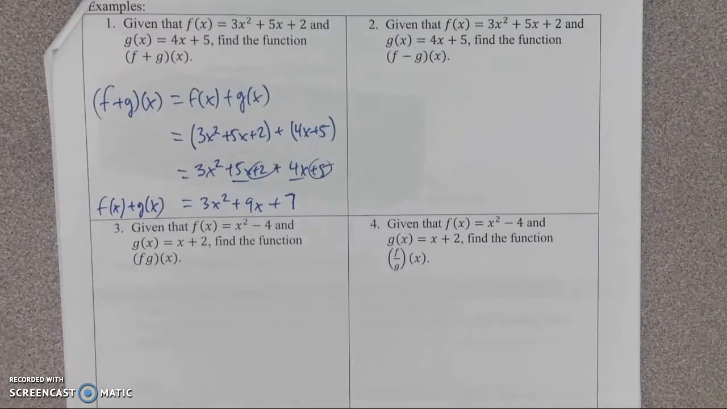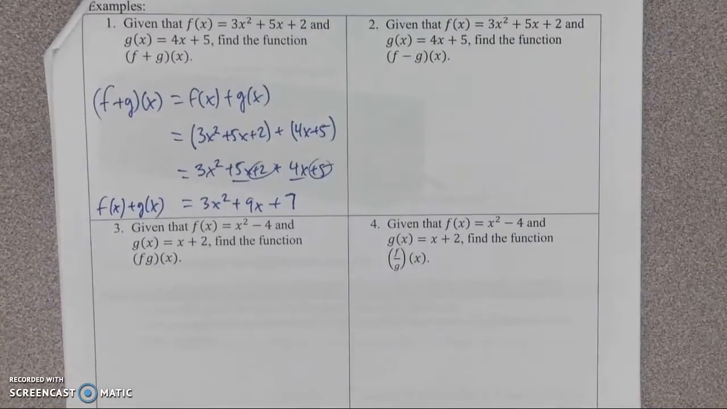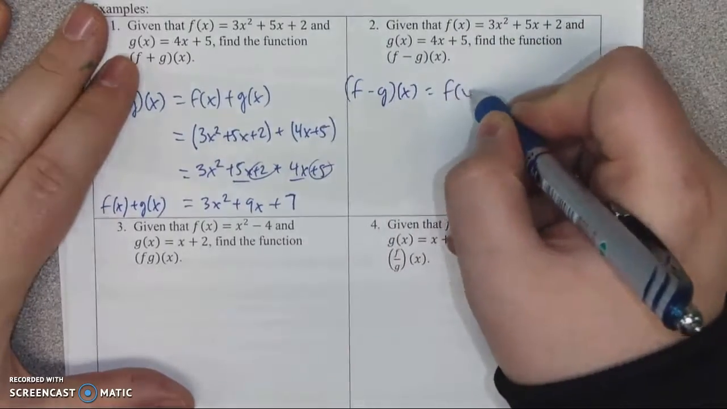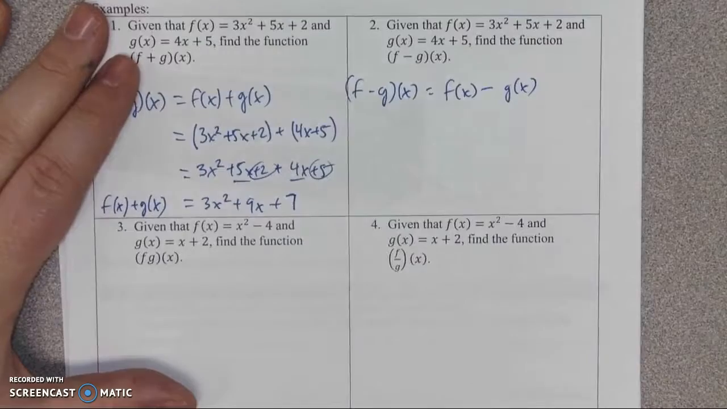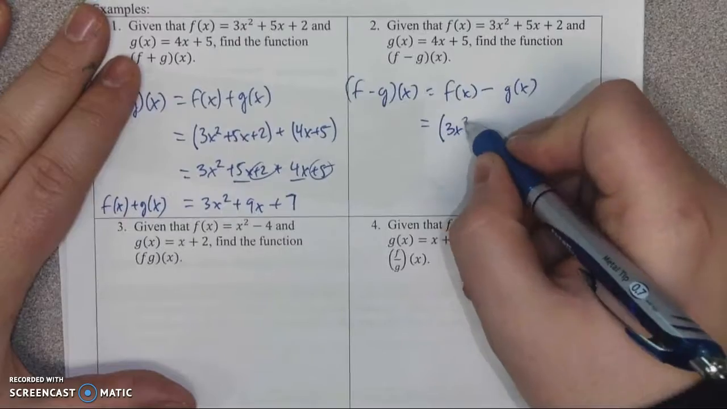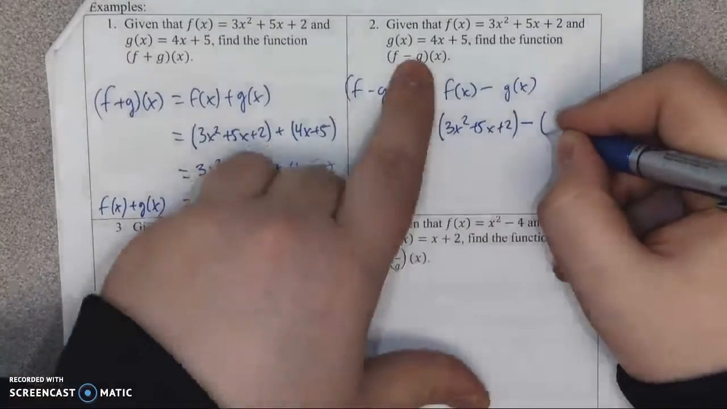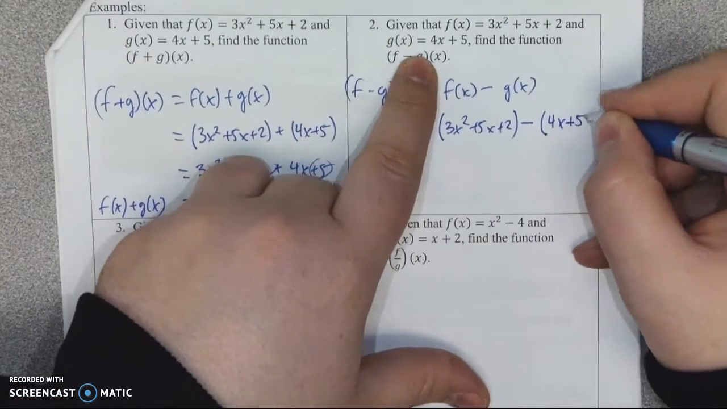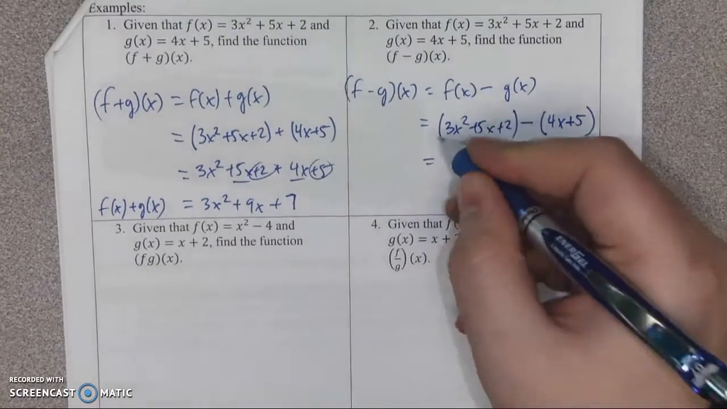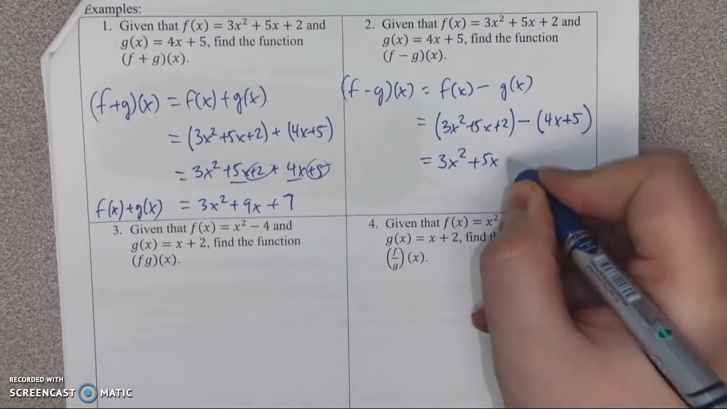Number 2, given that f of x is 3x squared plus 5x plus 2 and g of x is 4x plus 5, find the function f minus g of x. So f minus g of x is f of x minus g of x. Again, use parentheses where you're substituting your f of x. So this would be parentheses 3x squared plus 5x plus 2, close your parentheses, minus g of x, which is 4x plus 5, inside parentheses. First set of parentheses, nothing to distribute, so we can just drop the parentheses. So this is 3x squared plus 5x plus 2.